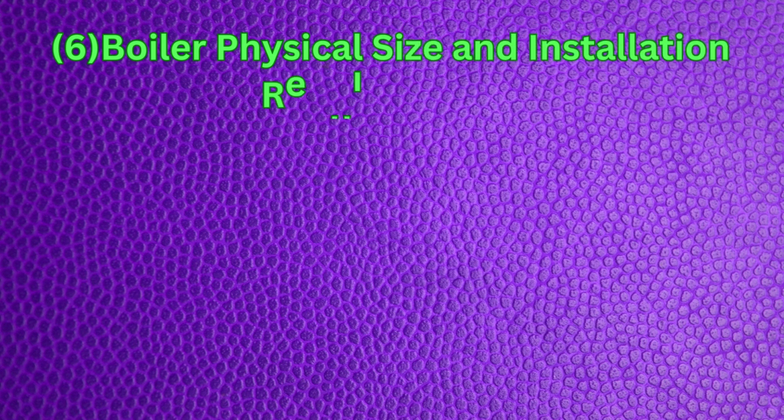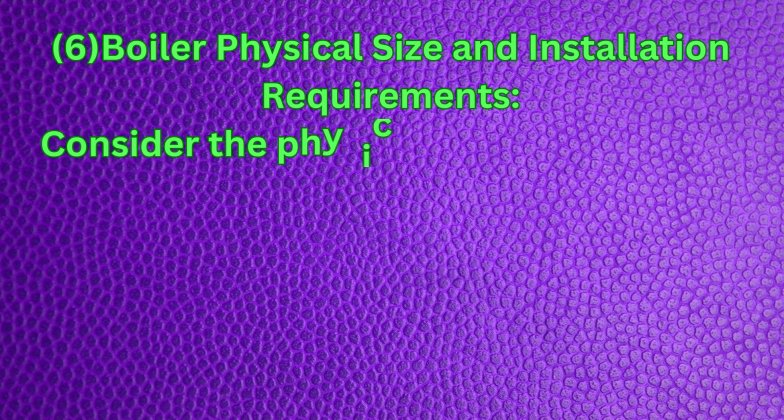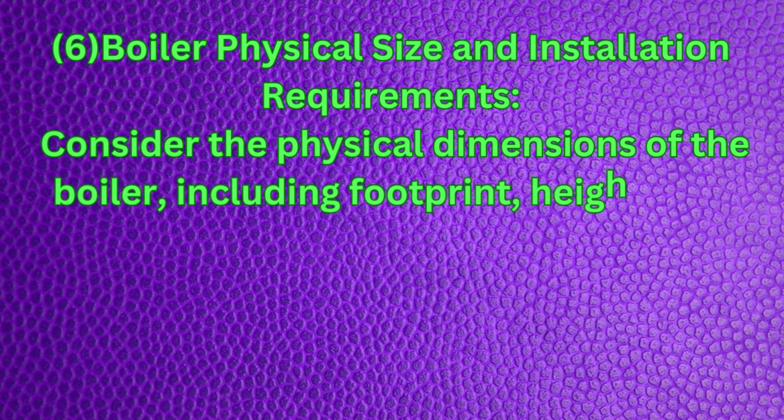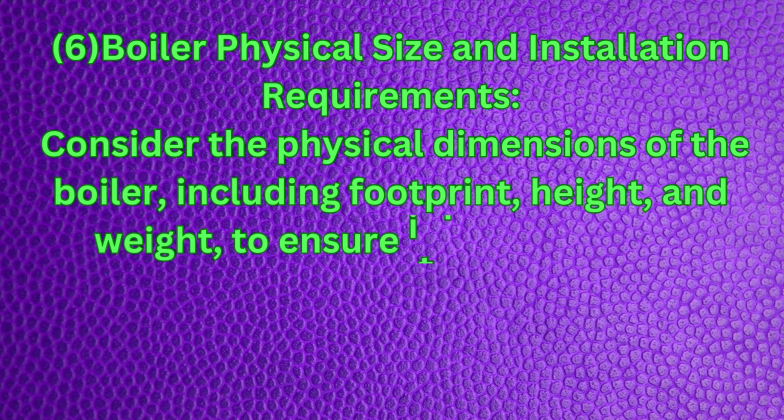6. Boiler physical size and installation requirements. Consider the physical dimensions of the boiler, including footprint, height, and weight, to ensure it fits within the available space and meets installation requirements.